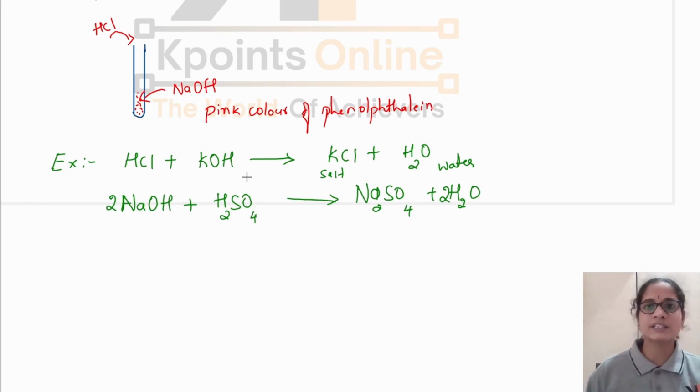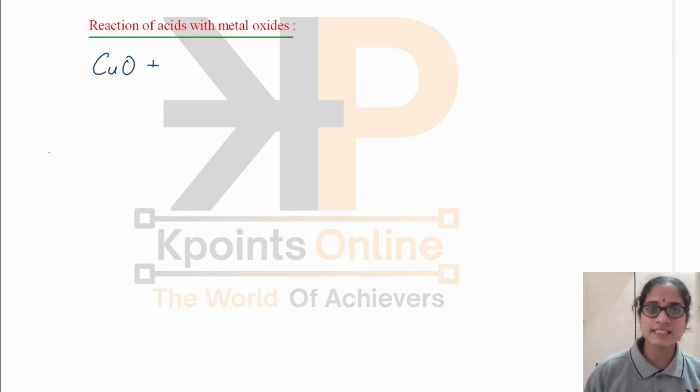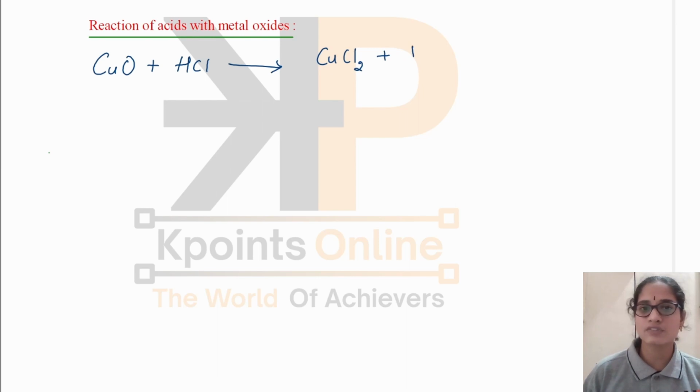Next, let us study the reaction of acids with metal oxides. Let us take an example of copper oxide with hydrochloric acid. Copper oxide is an oxide of a metal, that is copper. When copper oxide is dissolved in dilute hydrochloric acid, it forms copper chloride, CuCl2, and there is a formation of water. Initially copper oxide is black in color.